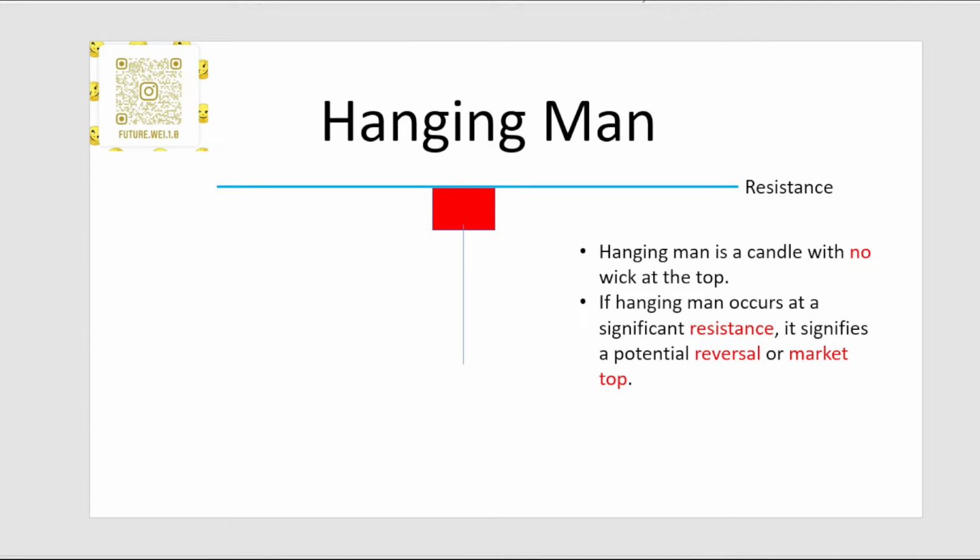Next, we have Hanging Man. Hanging Man is a candle with no top wick and it normally closes at a significant resistance. The market will tend to reverse, potentially being a market top.